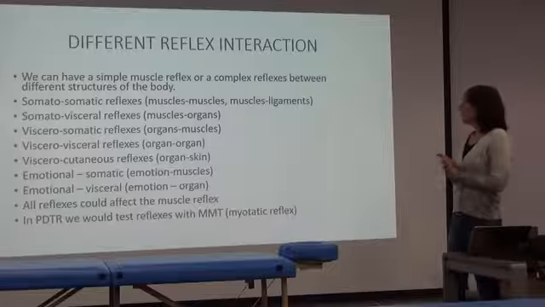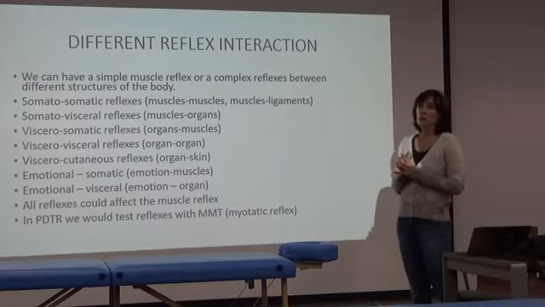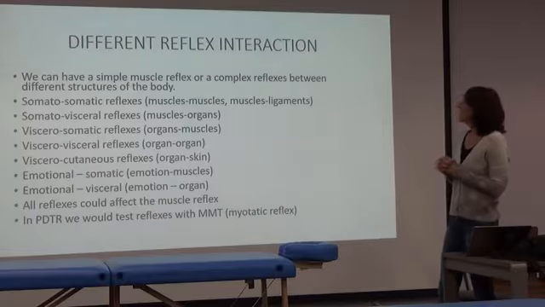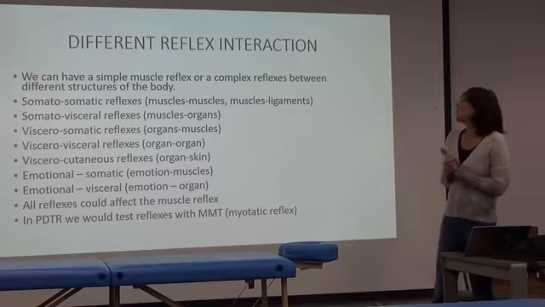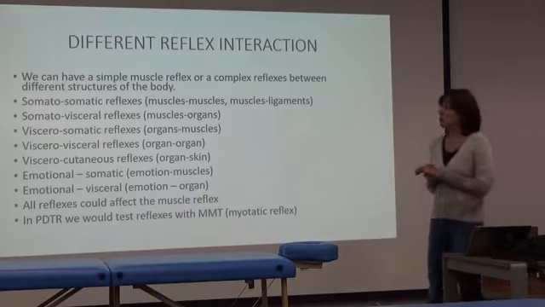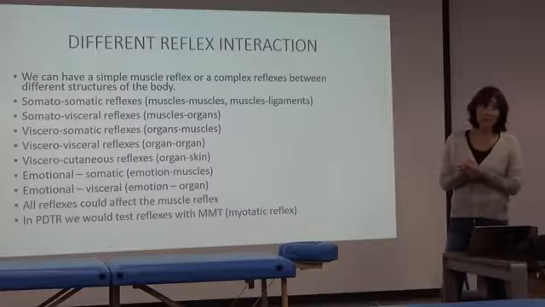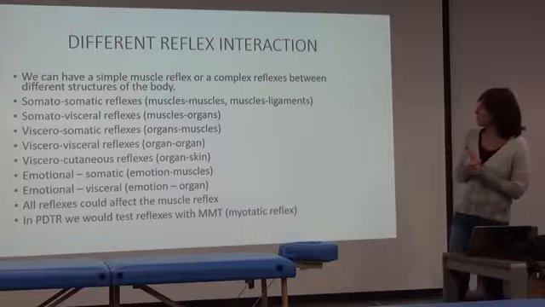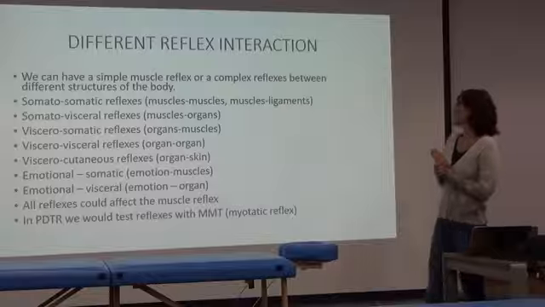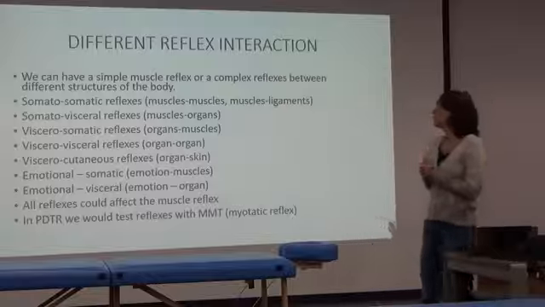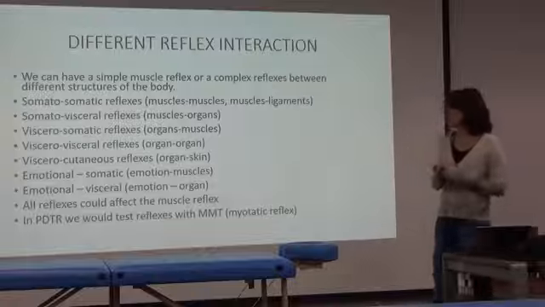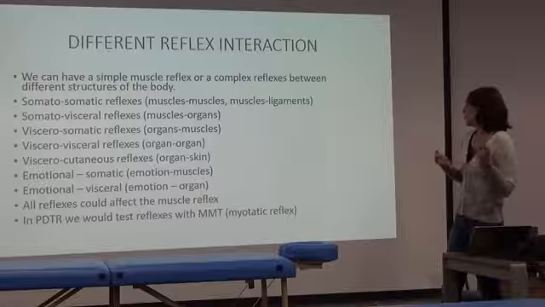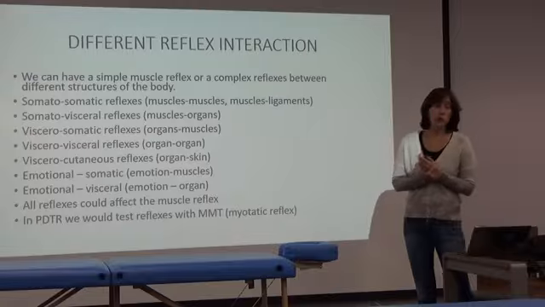Okay, now it's a bit complicated with words, but I think it's important to say something about the different kinds of reflex systems which could be affected. We have somatosomatic reflexes, meaning muscle-ligament reflexes, somatovisceral reflexes, muscle-organs, viscerosomatic reflexes, organ-muscles, visceral reflexes, organ-organ, then organ-skin, then emotion-muscles, emotion-organs, and many combinations of these reflexes.